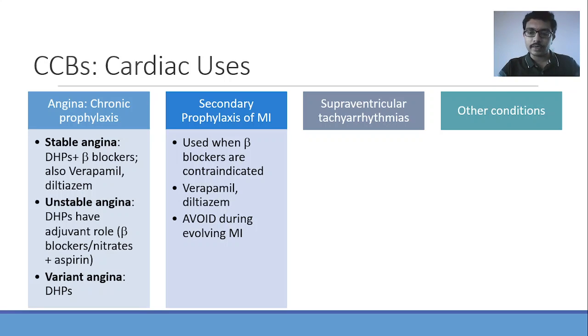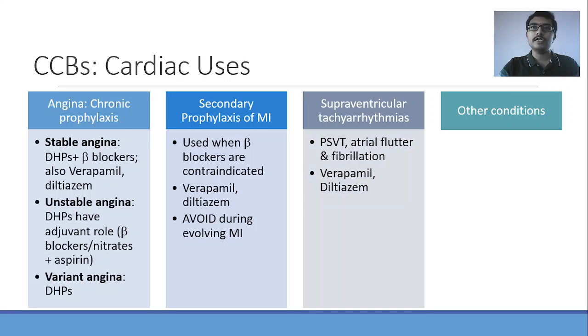It is a cardiac indication, so we should use non-dihydropyridines, especially verapamil, in PSVT, paroxysmal supraventricular tachycardia. The drug of choice for that is verapamil, or we can also use adenosine. And for other supraventricular tachyarrhythmias, atrial flutter and fibrillation, we can use verapamil, or we can also use diltiazem.